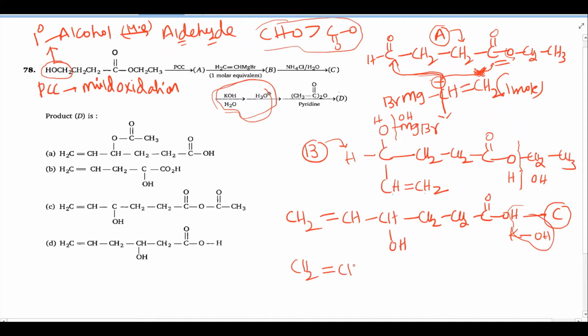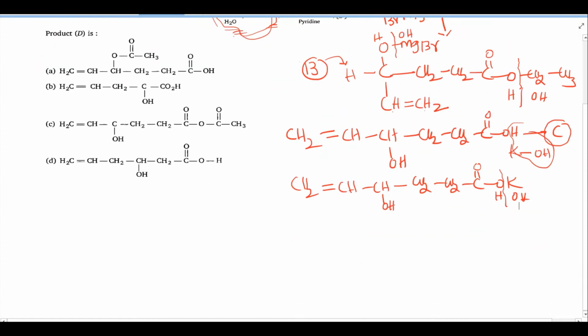So CH2 double bond CH, CHOH, CH2, CH2, COOK, and then further hydrolysis. Here they have given no further hydrolysis, so the same thing is going to add here. H is added, OH is added, and you get the same product: CH2 double bond CH, CHOH, CH2, CH2, COOH.